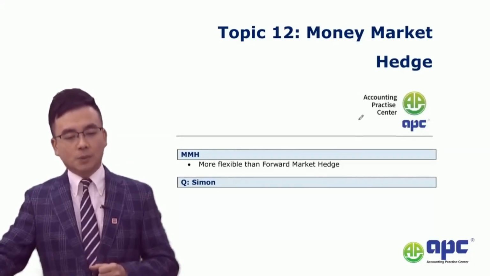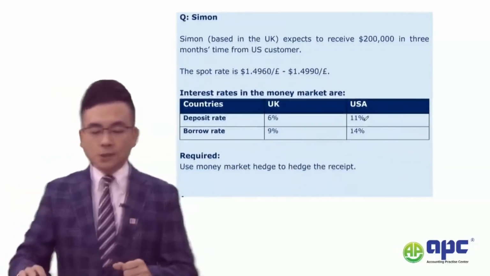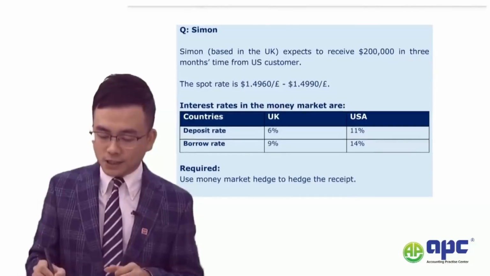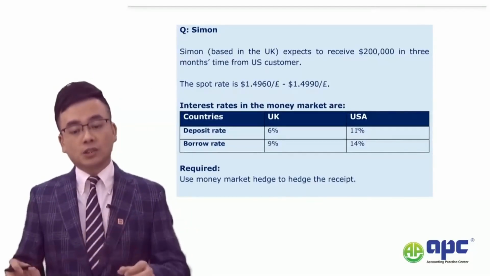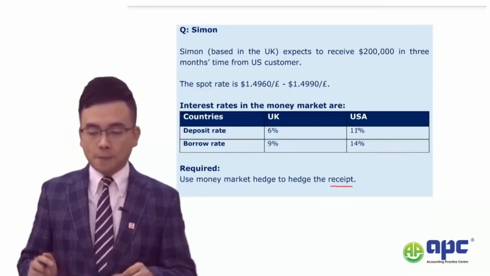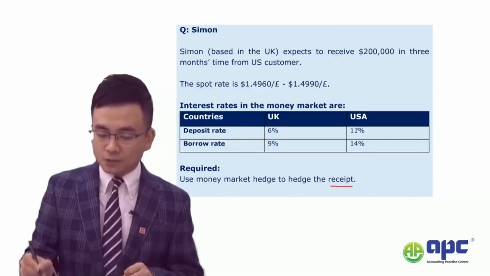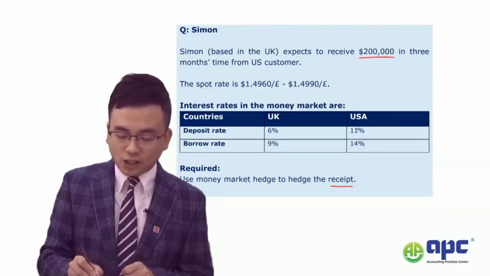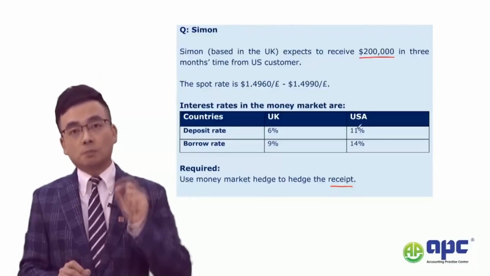Let's see an example here called Simon, using a money market hedge to protect against a receipt. We're told that Simon is based in the UK, expecting to receive $200,000 in 3 months' time from a US customer. We've got the exchange rate now, and this is what I mean by the spot rate.